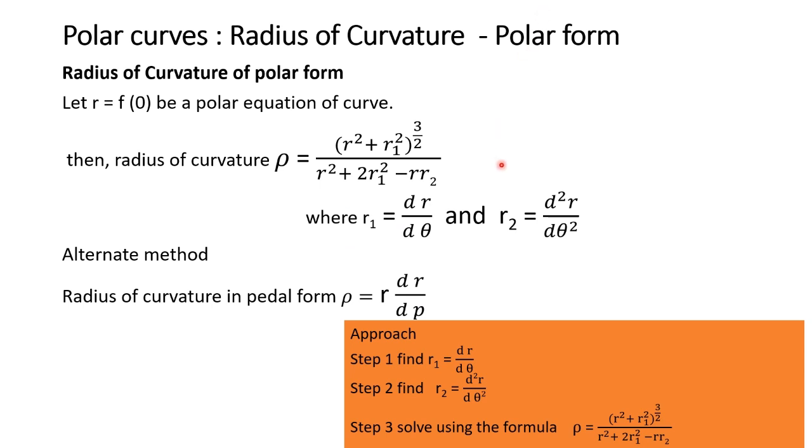Approach. Step 1, find r1 is equal to dr by d theta. Step 2, find r2 is equal to d square r by d theta square. Step 3, solve for rho.